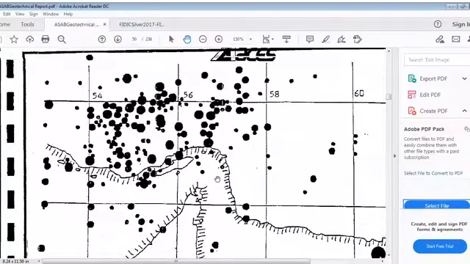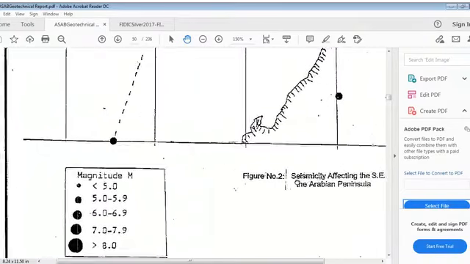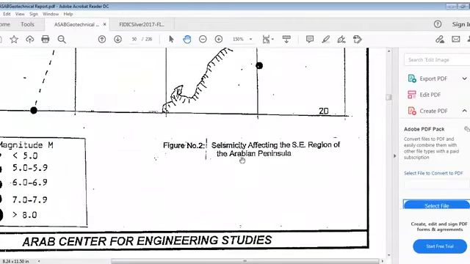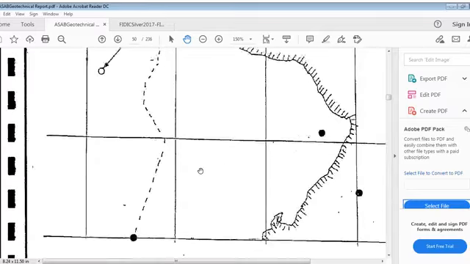And this is actually another important indication, Figure 2, seismicity affecting the southeast region of the Arabian Peninsula. You can see this magnitude M. This is energy release, and this is used on a log scale. This is the Richter scale: less than 5 is this, 5 to 5.9 is bigger, then bigger, and up to bigger than 8 is this. So these are magnitude M, which are replicated here.